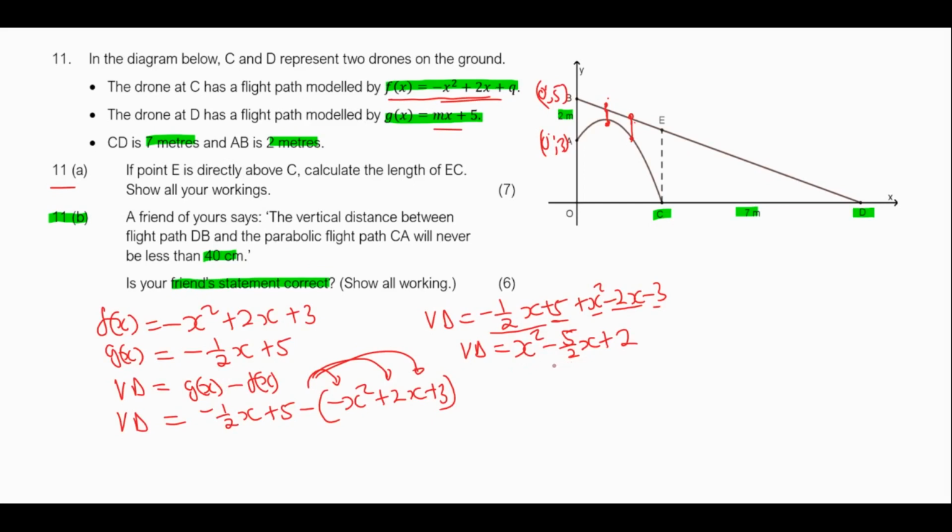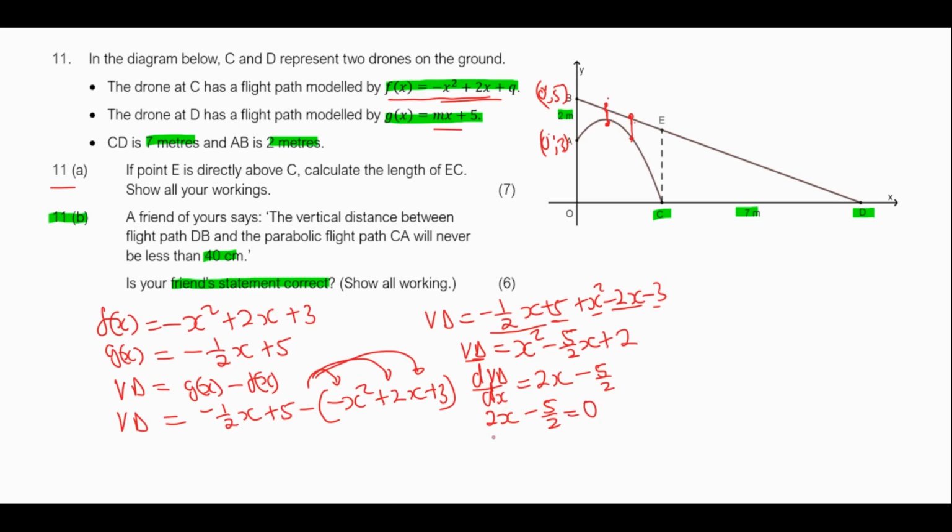So now we need to find the minimum distance between these two functions. We can differentiate this vertical distance in terms of x to find the minimum or the maximum. We differentiate and equate the derivative to 0. So we have d vertical distance over dx. Then we differentiate this, we get 2x minus 5 over 2. We equate the derivative to 0. So 2x minus 5 over 2 is equal to 0, because at the minimum or at the maximum, the derivative is equal to 0.